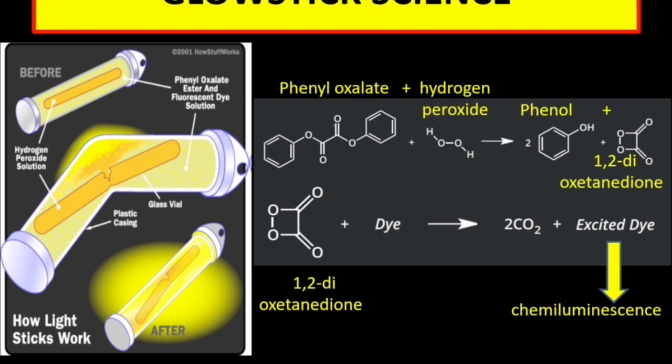And they subsequently fall back to their ground state, losing the excess energy in the form of light. And that's what we see. We see this chemiluminescence. So with time, the electrons fall back down to their normal levels and the glow stick gradually dims. And this is an example of an irreversible reaction. So you cannot reuse a glow stick, but you can slow it down by putting it in a freezer.